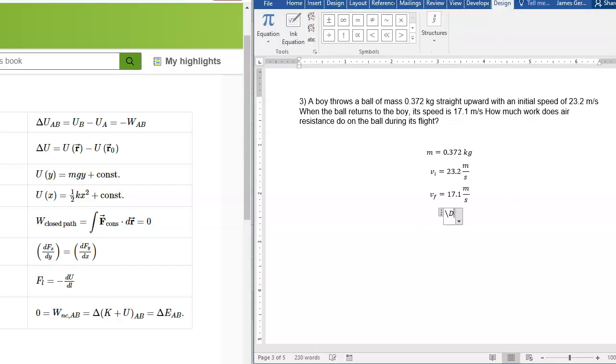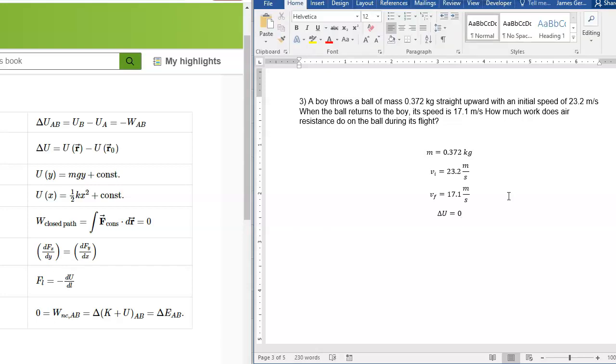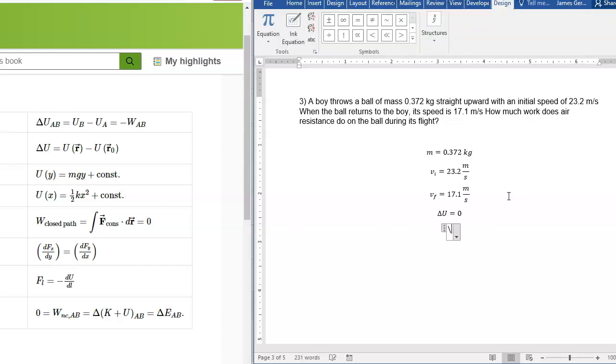So we know that the change in potential energy is zero because it starts and stops in the same place. It's at the same potential for both. So this only involves kinetic energy, right? And so what's the change in kinetic energy?